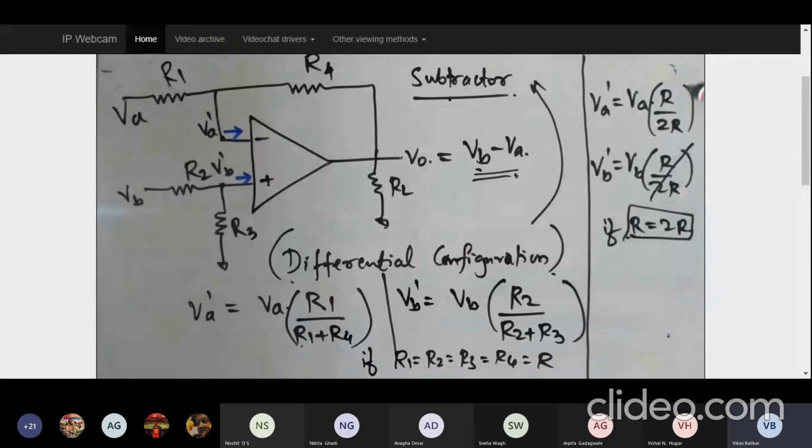This term will get cancelled. See, ultimately my basic agenda is to show you how this output voltage will act as a difference between the input voltages. I need that, so I should not have all the R values in the equation. If R values come, unnecessarily it leads to some complexity in the equation. So that is the reason I am making all the R values equal and cancelling out. I can do it this way, R1 equal to R2.